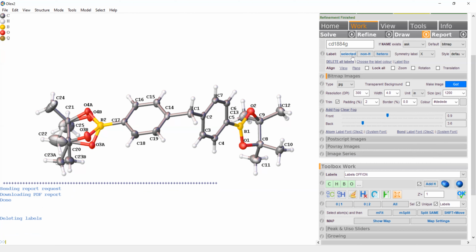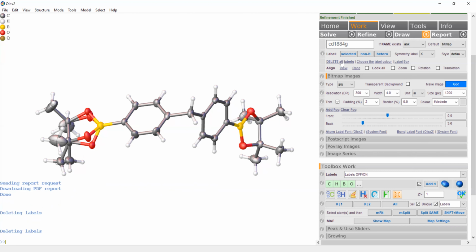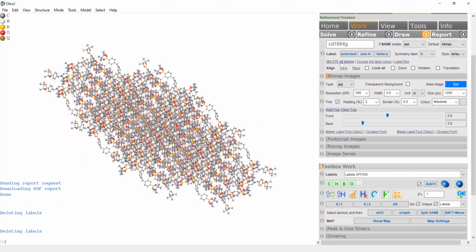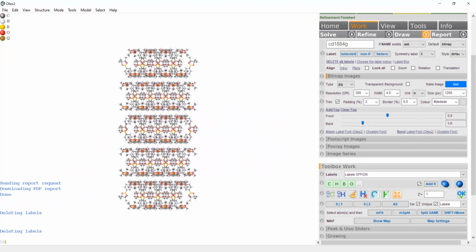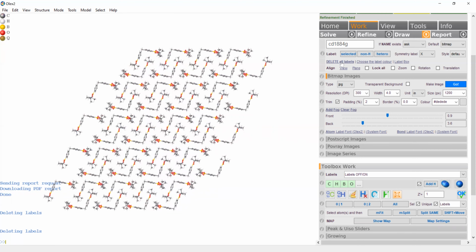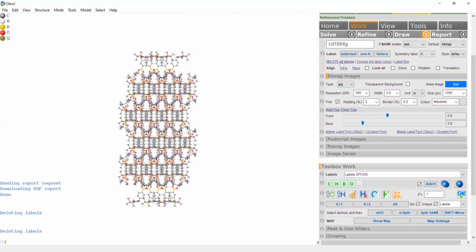Likewise, you can type pack and it'll show you the packing diagram. So let's look at that real quick. So remember, pack is packing, and then MATR 1 shows you down the A axis. So you have these channels that are kind of perpendicular to the A axis. So let's try MATR 2 down the B axis, and MATR 3 down the C axis. That's a pretty neat looking packing diagram.